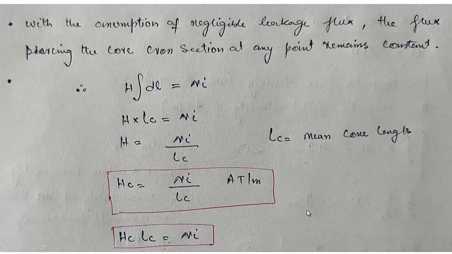As I told you earlier, its unit is ampere turn per meter, or I can write it in this form: Hc Lc, that is the magnetic field intensity in the core multiplied by Lc, the mean length of the flux line, will be equal to N into I. This is one of the most important relations that you need to make sure you know and have studied. You have to always remember this.